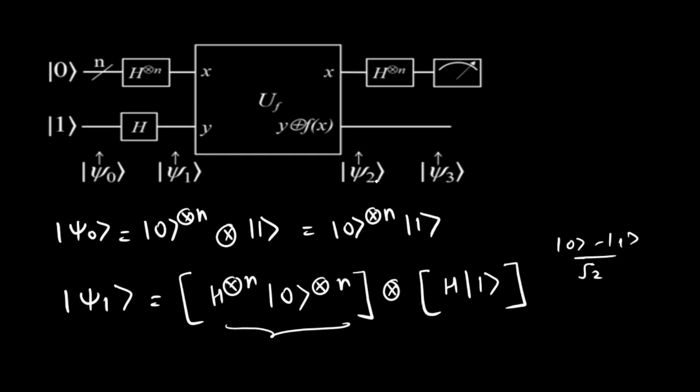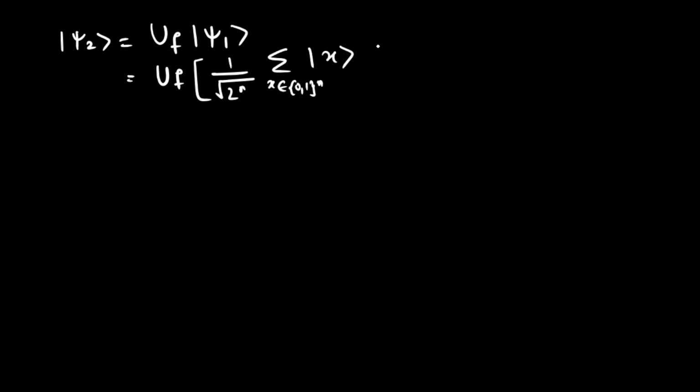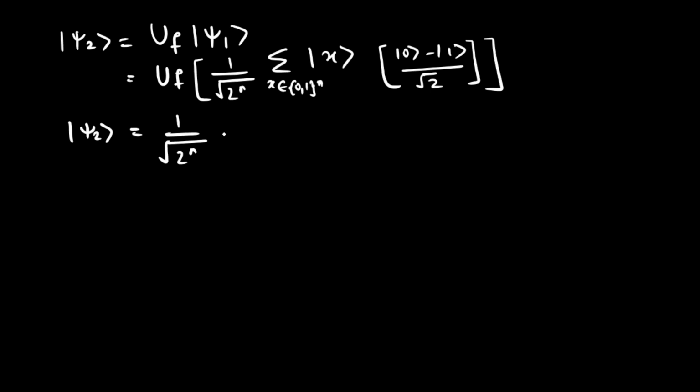Now to get psi 2, we need to apply the oracle gate, that is the UF transform, on psi 1, which implies psi 2 will be equal to UF operating on psi 1, which is equal to UF. Our psi 1 was 1 by root 2 raised to n, summation x state into 0 minus 1 by root 2, the whole bracket. And since all our operators are linear, we take UF inside the summation, which gives psi 2 equal to 1 by 2 raised to n summation, UF operating on x and 0 minus 1 by root 2.